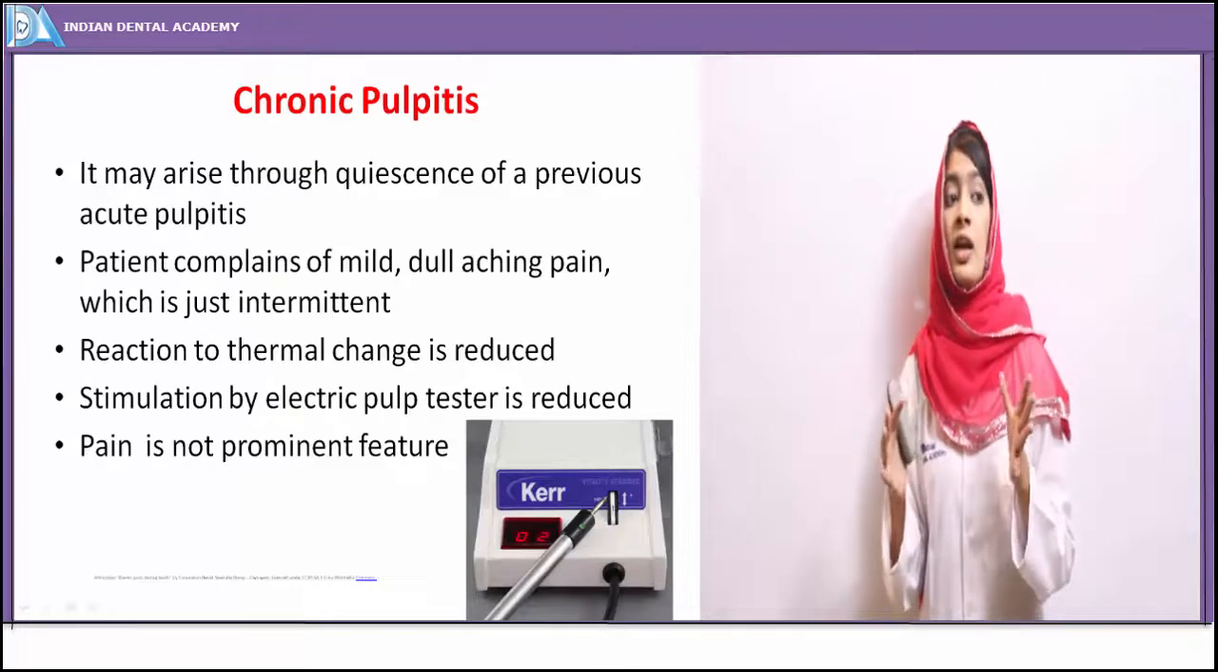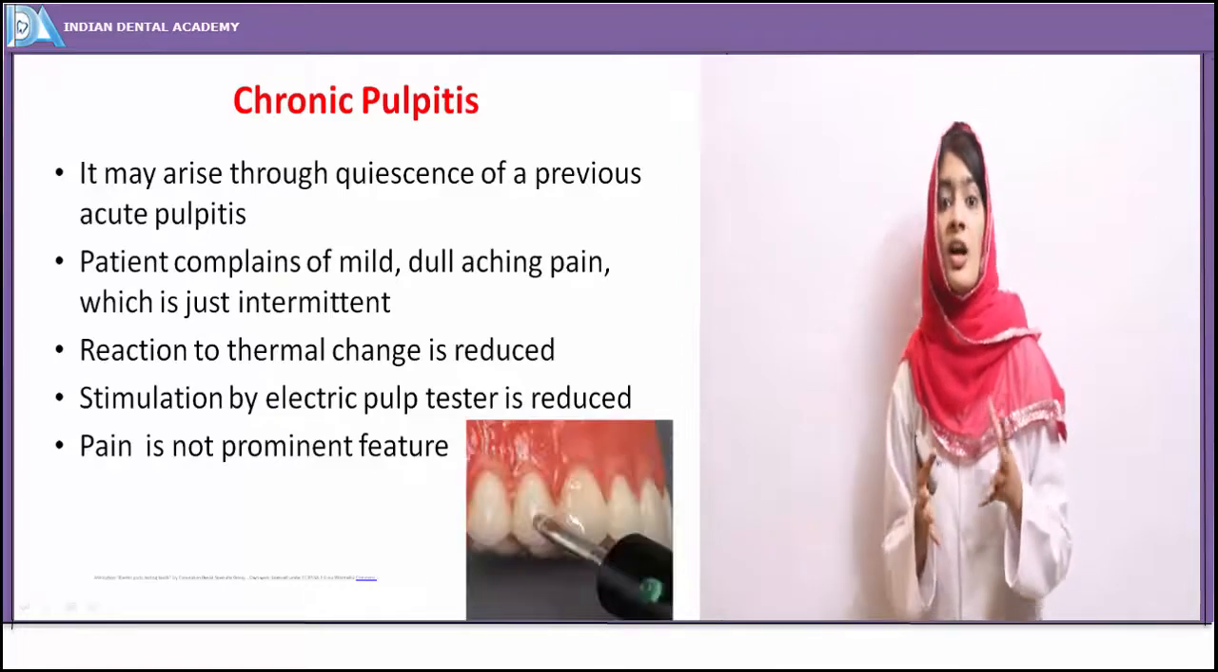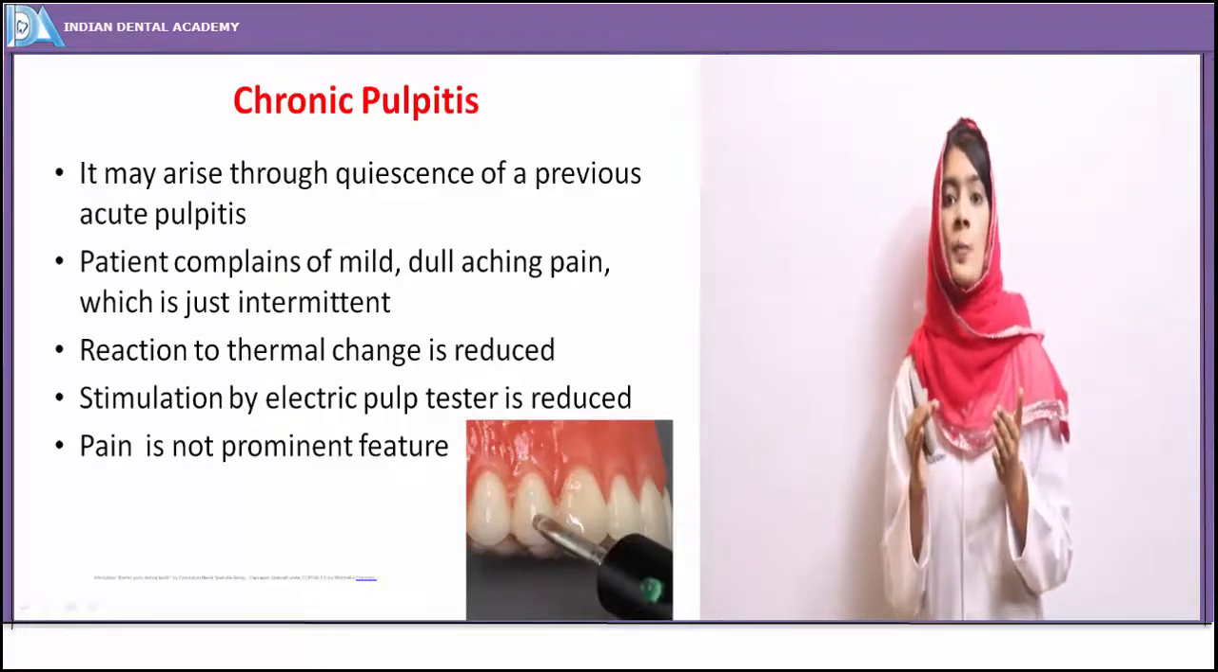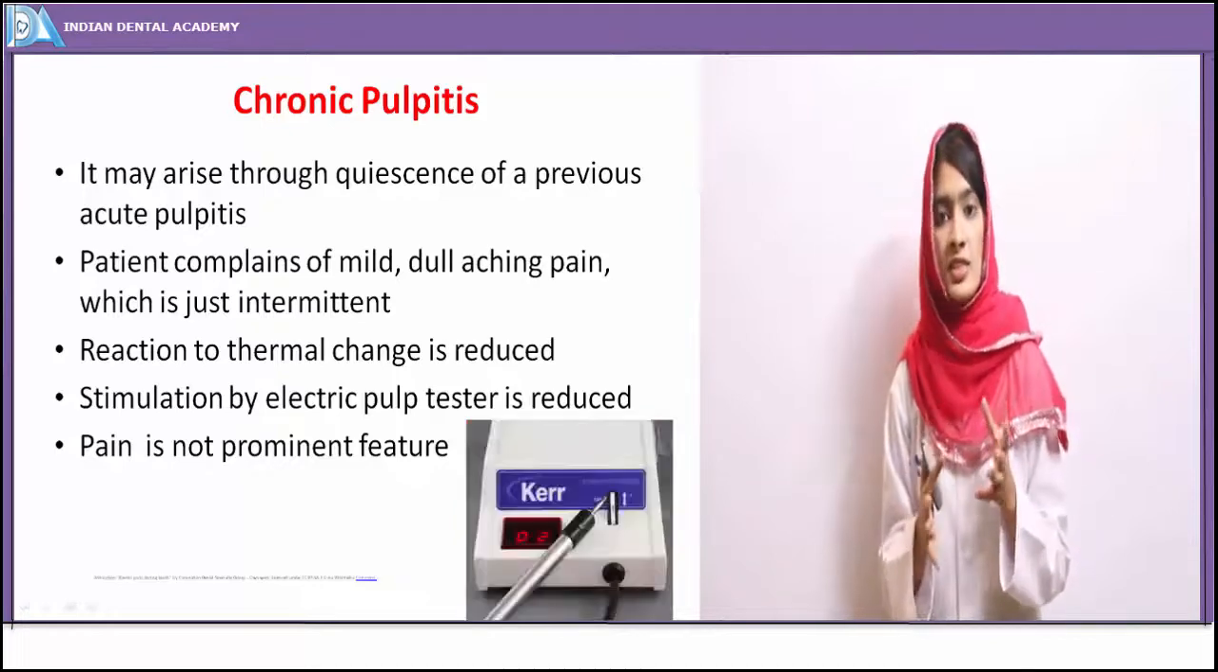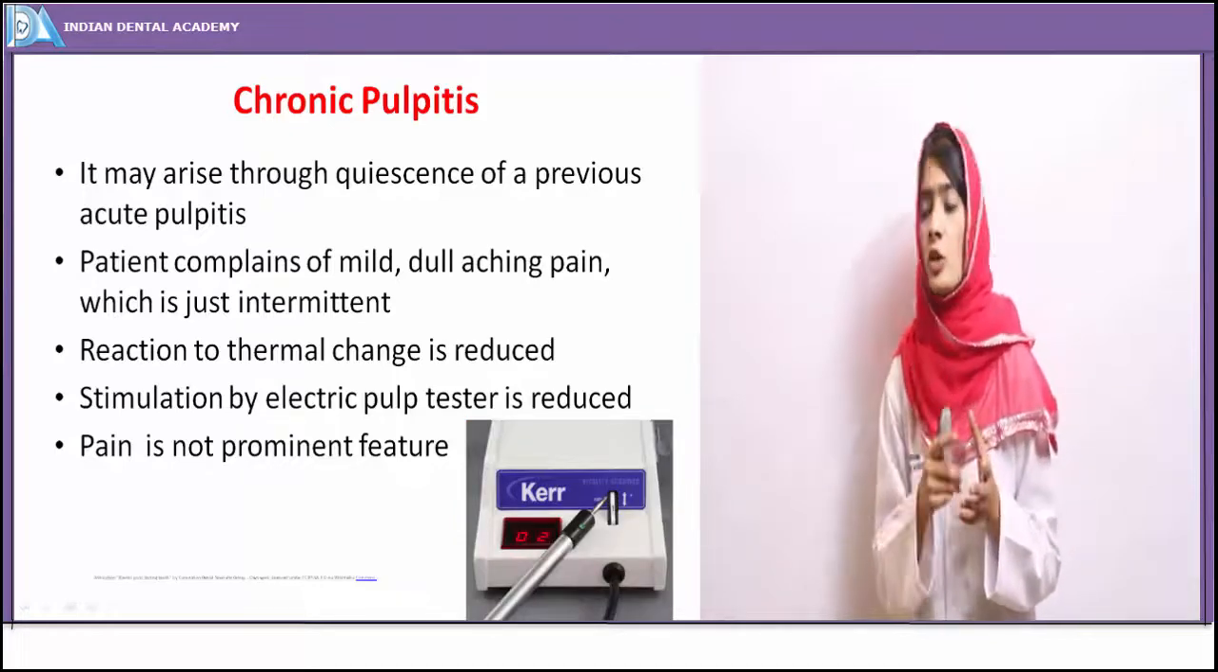Okay, they are not extremely sensitive here. Acute pulpitis is more painful, and the teeth are very sensitive. Okay, the teeth show greater sensitivity in acute pulpitis.